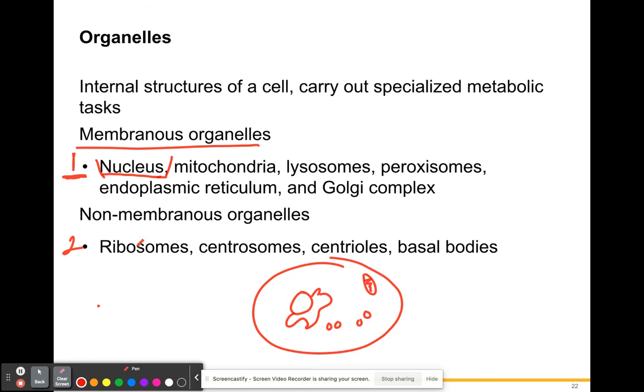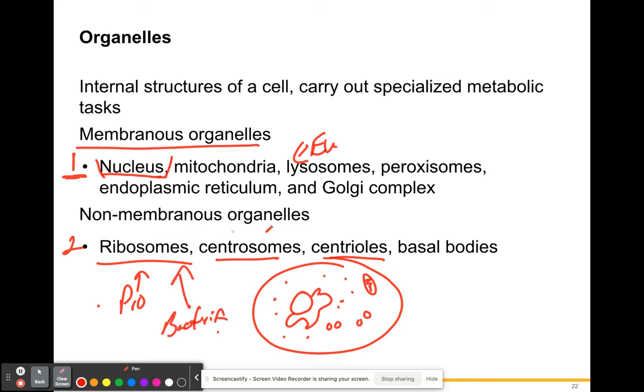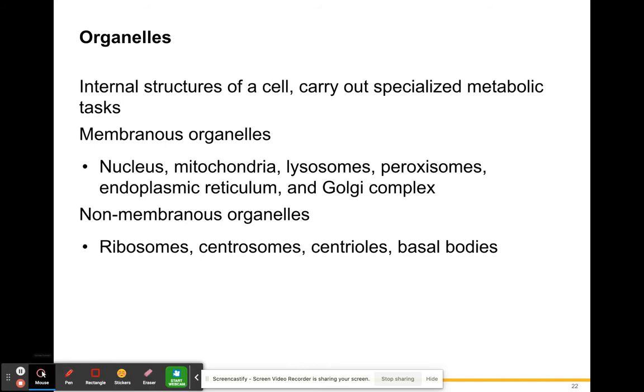Ribosomes do not. Centrosomes do not. Centrioles do not. These organelles do not have membranes that surround them. And that's important when you're talking more about general biology, because only eukaryotic cells have membrane-bound organelles, and only prokaryotic cells have non-membrane-bound organelles, like a bacteria. A bacterial cell only has these things. A bacterial cell will not have any of these. It will not have any of the membrane-bound organelles. So you won't find a nucleus inside of a bacteria. You won't find a mitochondria inside of a bacteria. So that's why that's important. That's why I bring it up.